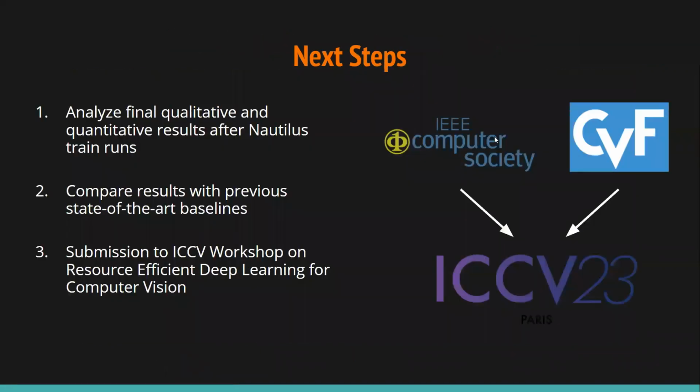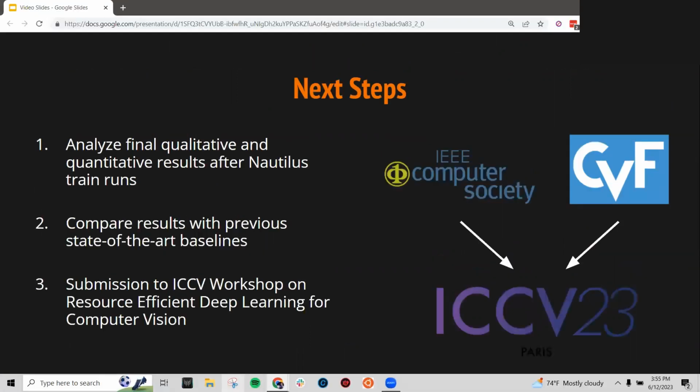Our next steps are to continue finishing our analysis for our final qualitative and quantitative results after our model converges. We want to further compare our results with previous state-of-the-art baselines. And ultimately, we're doing all this to submit our official research paper to the ICCV workshop on resource-efficient deep learning for computer vision.